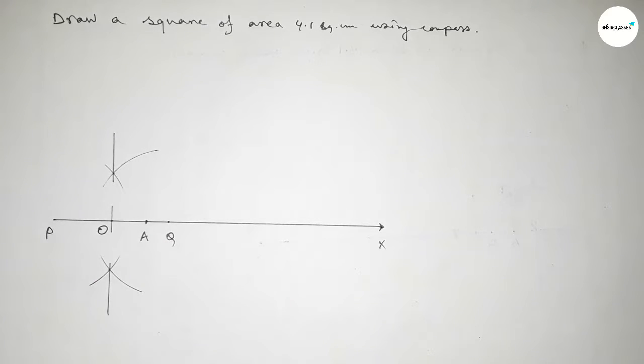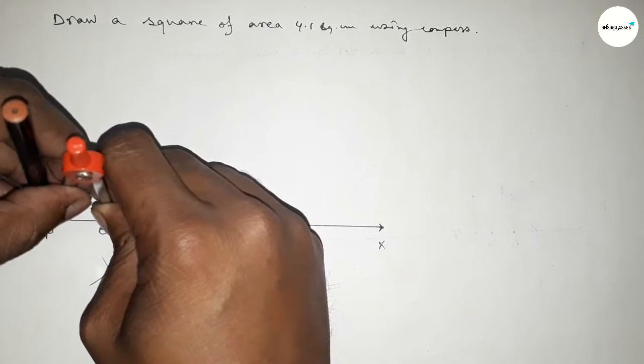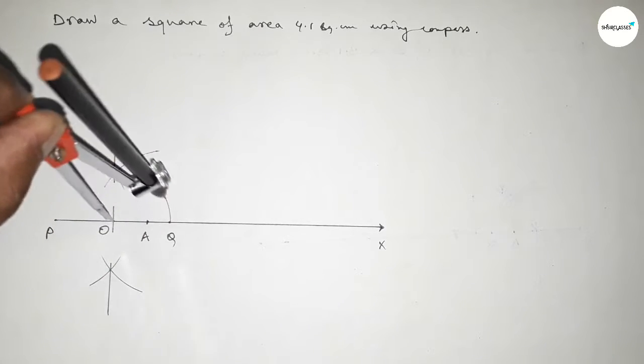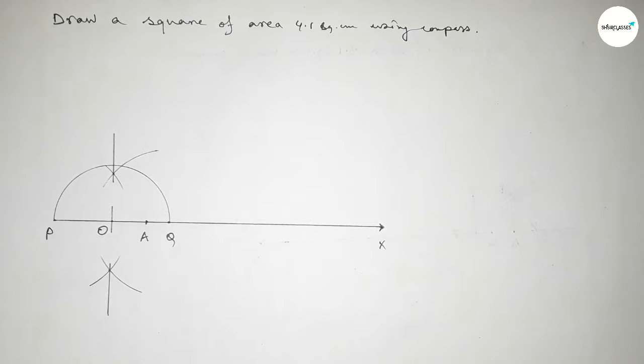Now taking here point O. Next taking the length OP and OQ by using compass. So taking the length first, then we have to draw here a semicircle through the point P and Q.